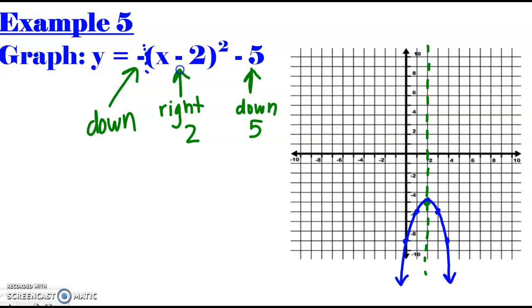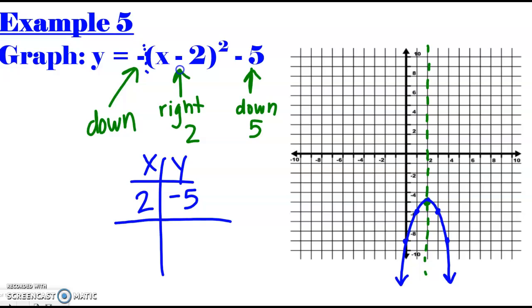Or if you wanted to do values, you know that your vertex was at 2, -5. So then either go to the left or to the right. I'm going to go to the left this time because they're still pretty numbers. When I plug in 1, I get -6. Then I can reflect it to the other side. If I plug in 0, I get -9, and then I can reflect that to the other side.